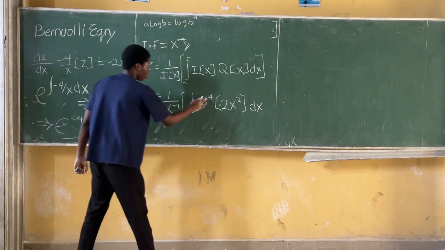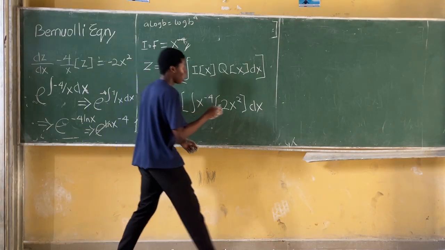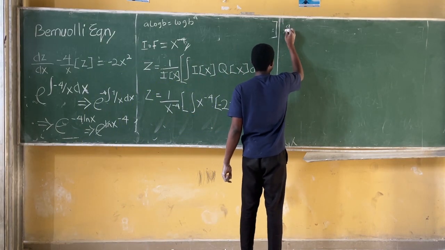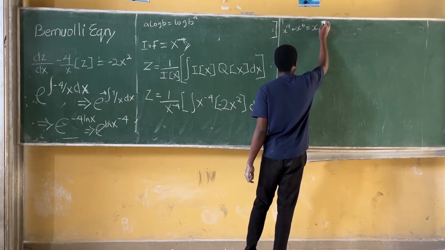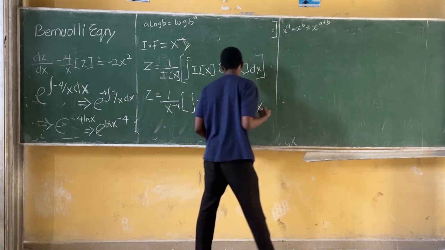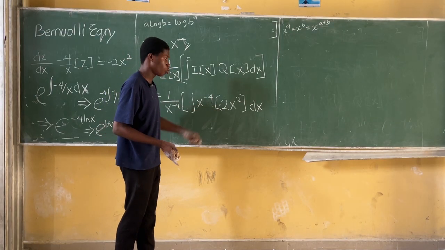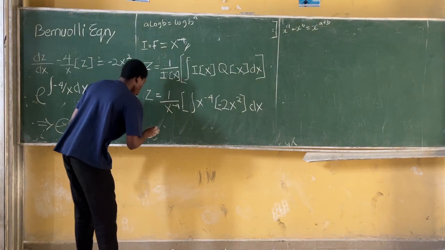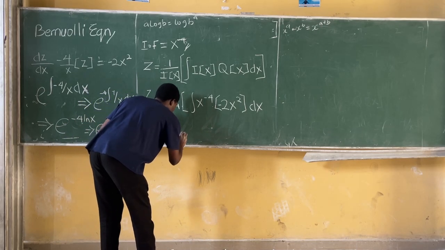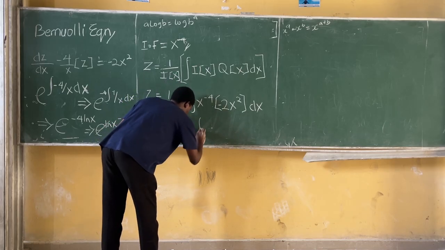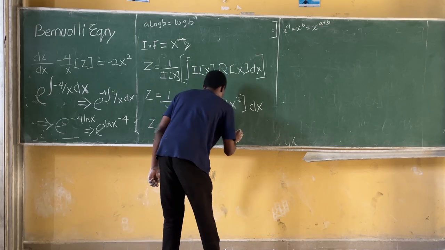So this is minus 4 and 2. Using the laws of indices, if you have x raised to the power a multiplied by x raised to the power b, it is the same thing as x raised to the power a plus b. That is the idea we are going to carry out to simplify this. So we have a constant value, which is minus 2. We're going to take it out of the integral. So this is z equals 1 over x raised to the power minus 4, times minus 2, times the integral of x raised to the power minus 4 plus 2 dx.